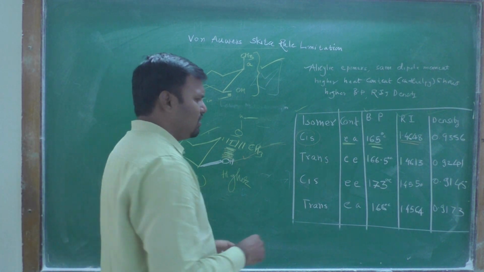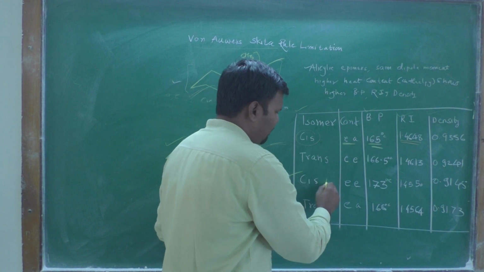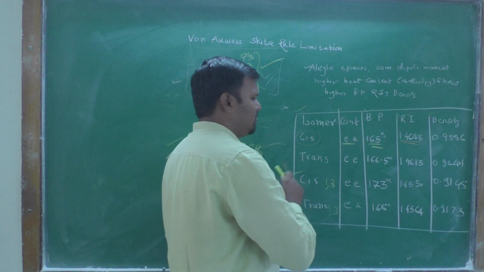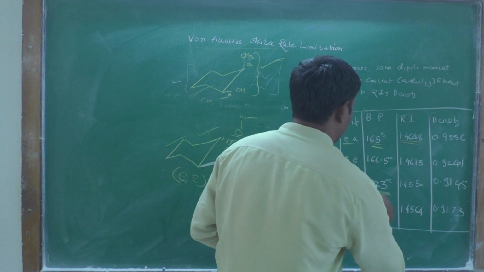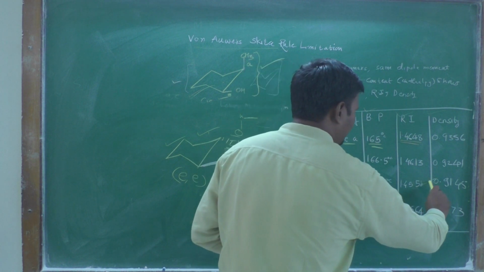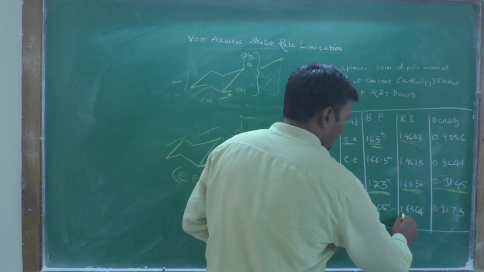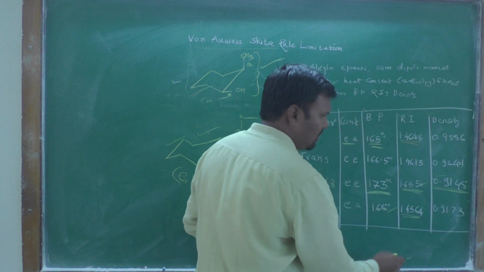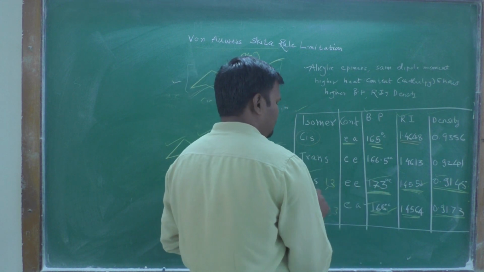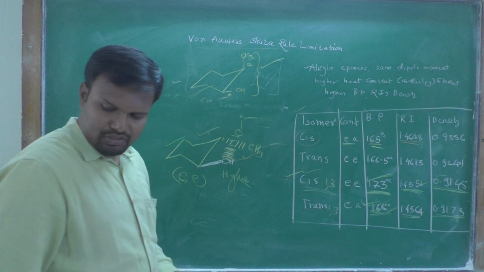The same condition applies for the cis isomer. When you consider the cis isomer for 1,3, the methyl group and OH group are at the 1,3 position. When you compare with this, you can find that the cis isomer's boiling point is higher than the trans isomer, but all other properties, like refractive index and density, are lower in this case. But when you consider its boiling point, this is also an alkyl cyclohexanol, its boiling point does not follow the Auwers-Skita rule.